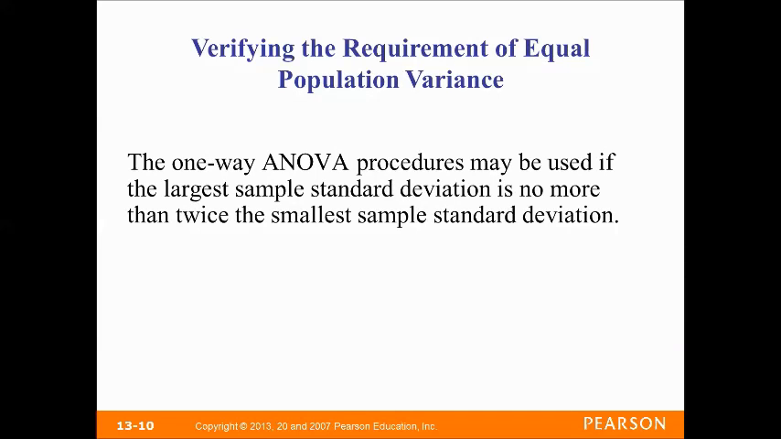One way for us to somewhat verify that the population variances are about equal is if the largest sample standard deviation is no more than twice the smallest sample standard deviation. If that's the case, then one-way ANOVA is usually going to be pretty appropriate. We'll talk about some other tests that you can run as well in that situation. Those will be done completely numerically, just to try to check the assumption.